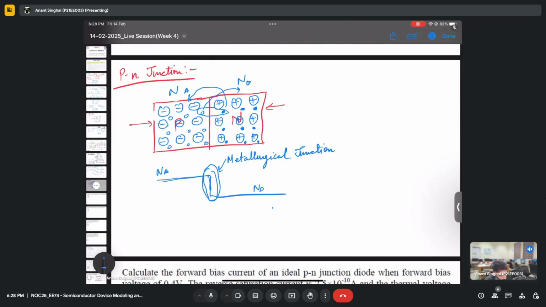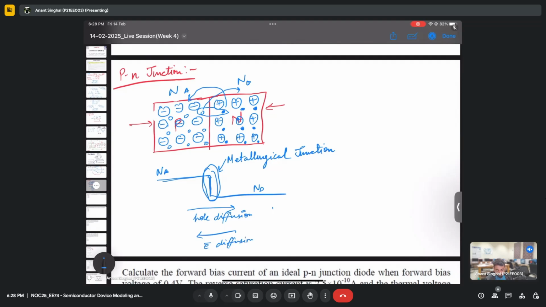So here you see there is an abrupt change in the concentration. This is what I want to say. And as I said, the hole will be moving from here to here. So let's say hole diffusion. So this is called diffusion. The movement from higher concentration to lower concentration is what we call diffusion. And the electron diffusion will take place from here to here.